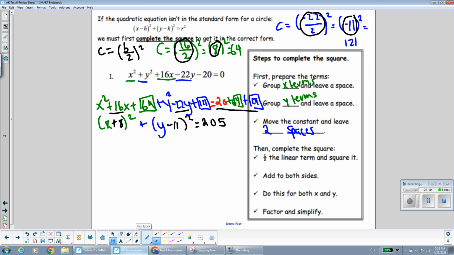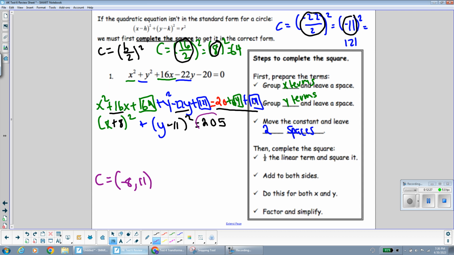So now if we need to identify the center and the radius, it's much easier because now we have our equation in the correct format. I see that my center is negative 8 because remember in our original equation of a circle, it's x minus h squared. So if I'm seeing a plus here, it's because there was a minus originally to make minus minus, which turns into a plus. So it's always opposite signs from what you see in the circle equation. So that would be negative 8, positive 11.